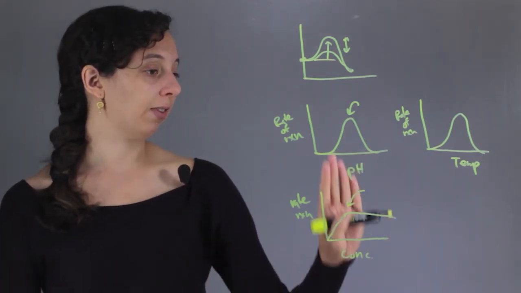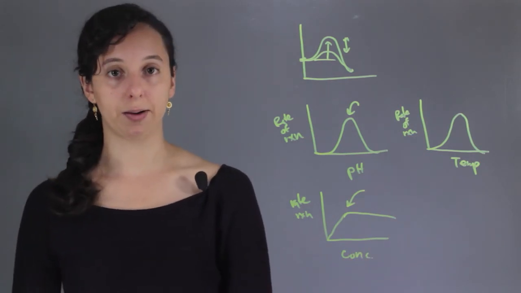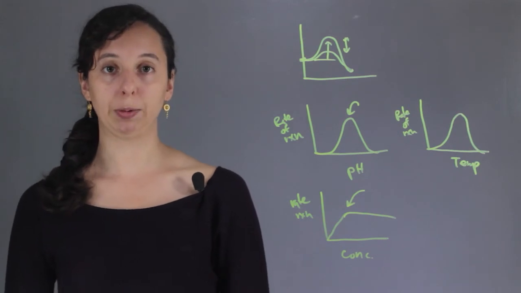So these are 3 different factors, pH, temperature, and concentration, that all affect how an enzyme works. Remember, you want to have ideal numbers of all 3 to have optimal efficiency.